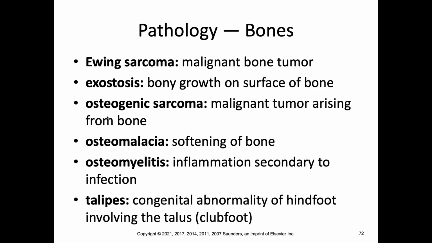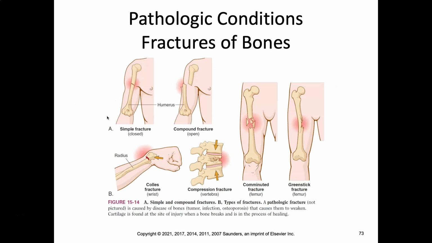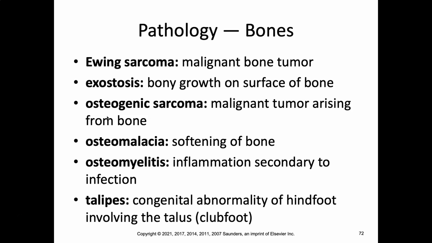Osteomalacia is when the bone decides to soften. There's a lot of causes for that, and that can really affect people and cause problems. Osteomyelitis, you may have heard about that, where someone has an infection of the bone that has caused inflammation. That's osteomyelitis. Talipes is a congenital anomaly that a child is born with. It used to be called club foot. It's now called talipes, and that's where their talus is born abnormally formed. And yes, there is surgery to fix that.